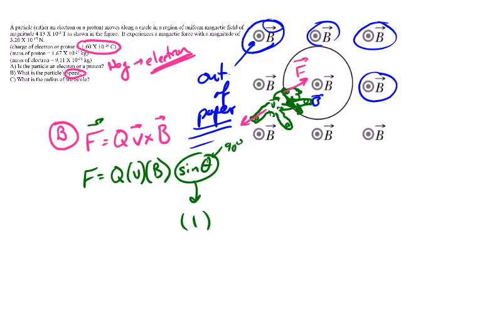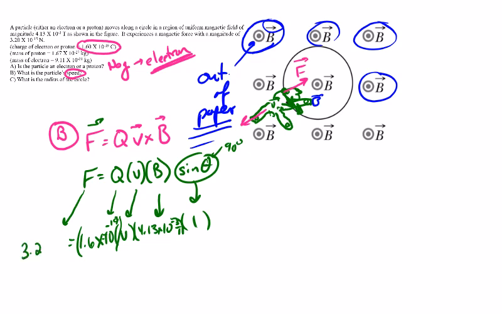I know the magnetic field strength is 4.13 times 10 to the negative 3 Teslas. My speed is what I'm trying to find, so I'm just going to leave that as V, and my charge is going to be the charge of an electron, 1.6 times 10 to the negative 19. And this should equal my force over here, which is 3.2 times 10 to the negative 15.